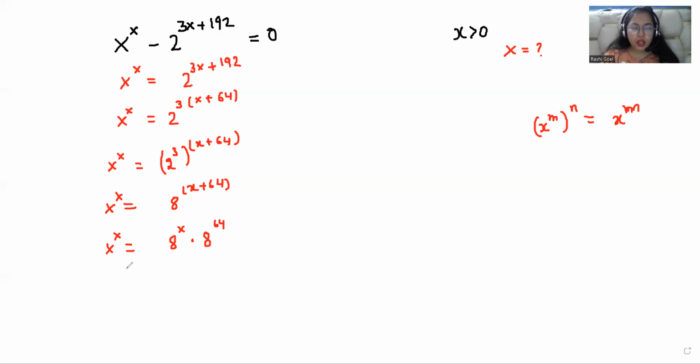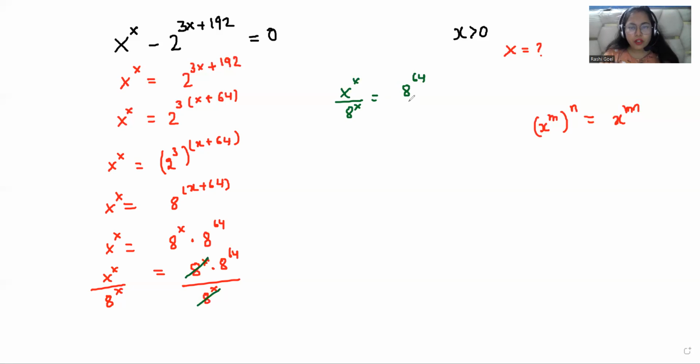So if I divide the equation by 8^x, then x^x over 8^x is equal to 8^x times 8^64 divided by 8^x. Then we eliminate this. So what is left? x^x over 8^x is equal to 8^64.